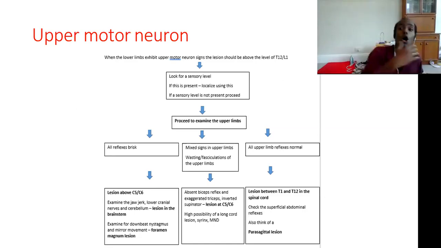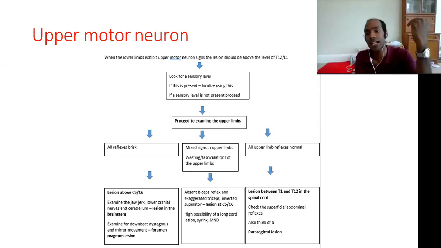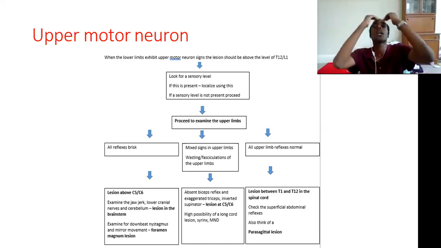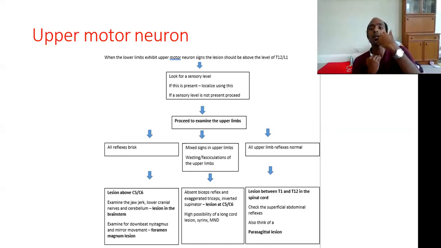If you do the reflexes and all the reflexes are brisk, now you know the lesion has to be above this highest reflex. The highest reflex is C5. So it has to be above that. And then you do the jaw reflex. If that is brisk, it is in the brainstem above the medulla. If it is normal, it is between the medulla and the C5 area. Okay? And there is one point which you can localize further, and that is the foramen magnum level. With a lesion there, you get downbeat nystagmus and also mirroring of movement. Mirroring of movement. හරි. Good.